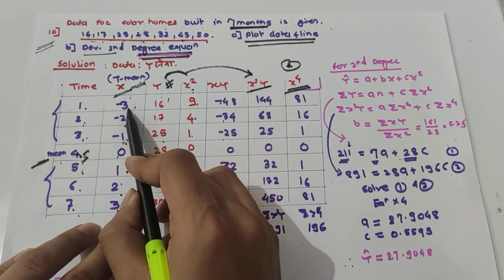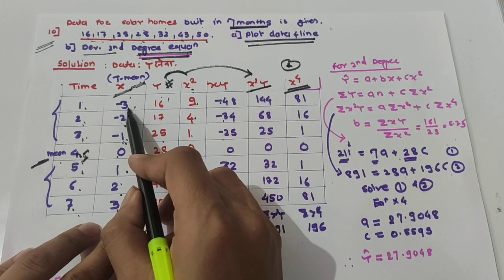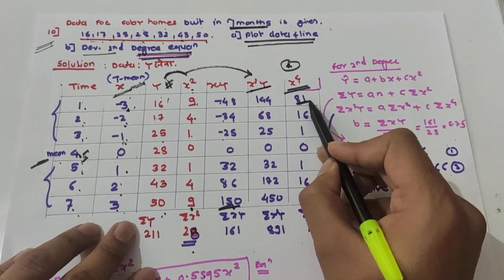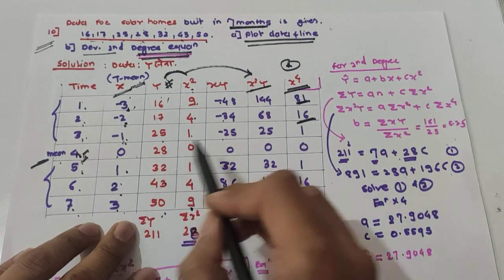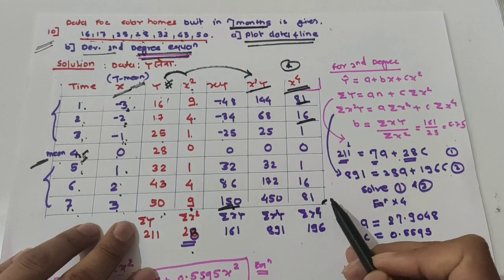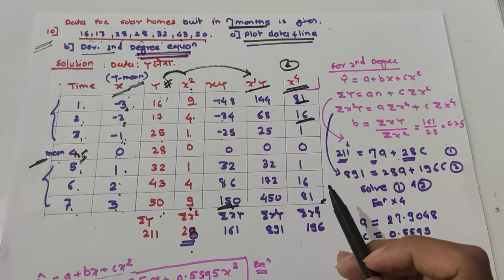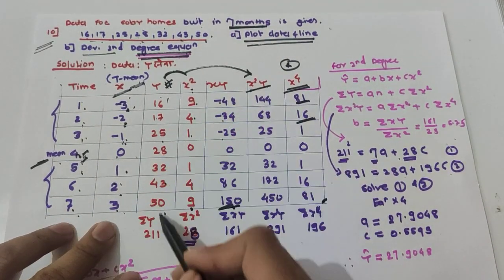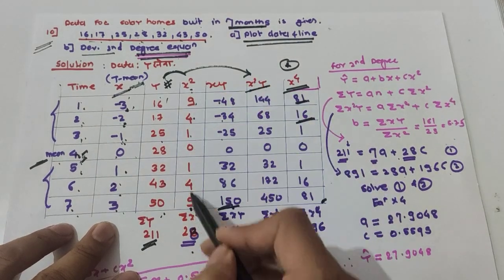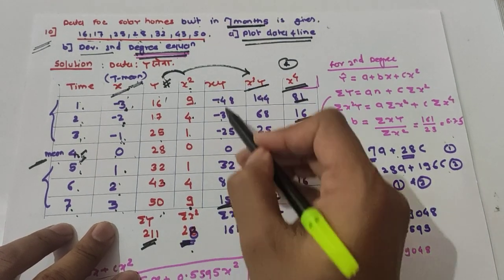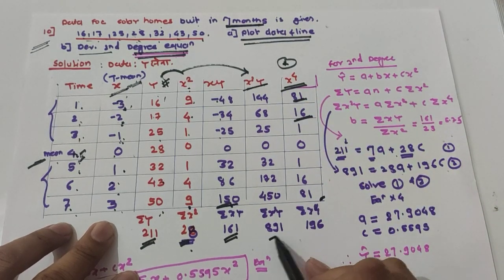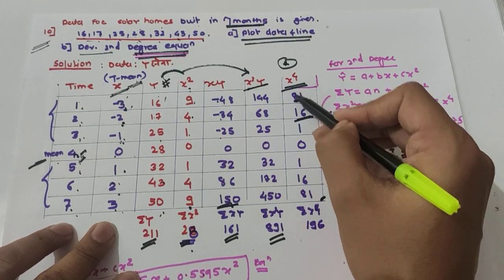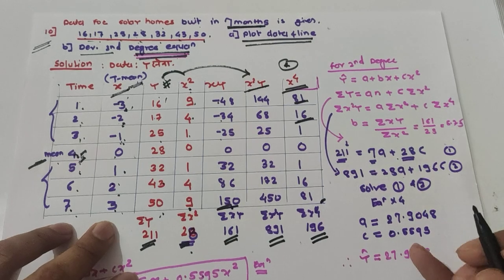So minus 3 raised to power 4 means 3 squared is 9 and 9 squared is 81. 2 squared is 4 and 4 squared is 16. So similarly we have calculated all the values. One important thing is you have to do the summation of all. So summation of y is 211. Summation of all this x square is 28. Summation of this xy is 161. Summation of this x square y is 891. And summation of this x raised to 4 is 196.